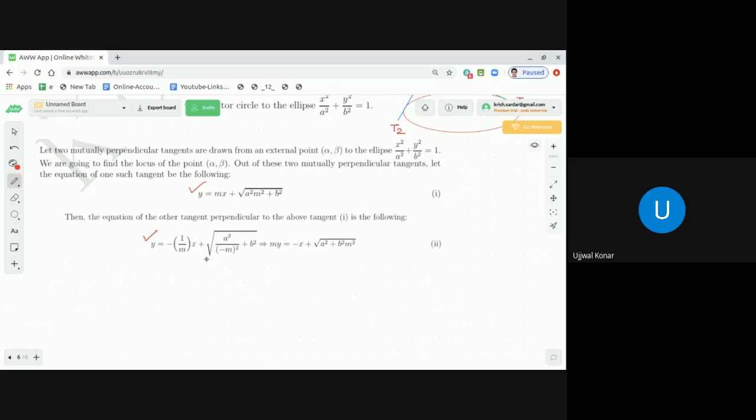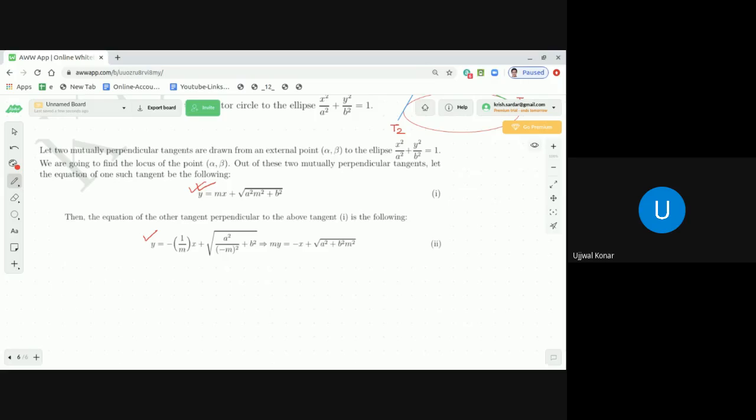Because we know the general equation of a tangent having slope m to an ellipse x squared by a squared plus y squared by b squared equal to 1 is y equal to mx plus or minus square root of a squared m squared plus b squared. So we just take only the positive one, that is y equal to mx plus square root of a squared m squared plus b squared. Now the other tangent, if it is going to be perpendicular to the previous one, which is in equation 1, has to have a slope of minus 1 by m, dear students.